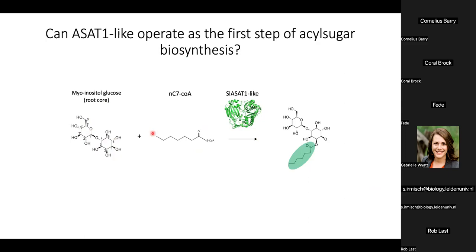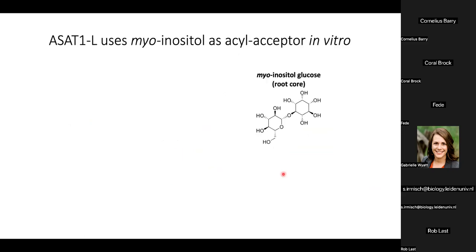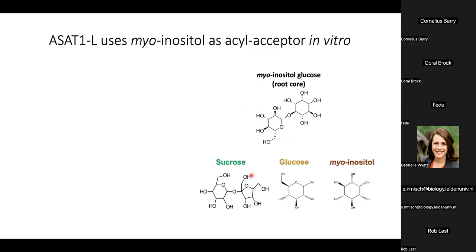When we purified the sugar core, because unfortunately one cannot buy this from Sigma, what we actually found, much to our disappointment, is that it is not stable in water. So I wasn't able to get a lot of data using the sugar core because it is so labile, but my preliminary results suggested that ASAT1-like was unable to acylate this core. But to try to pick apart this further, we used sucrose as a representative disaccharide to see if ASAT1-like could acylate sucrose. And we also looked at glucose and myo-inositol, which are the individual constituents of that root acyl sugar.